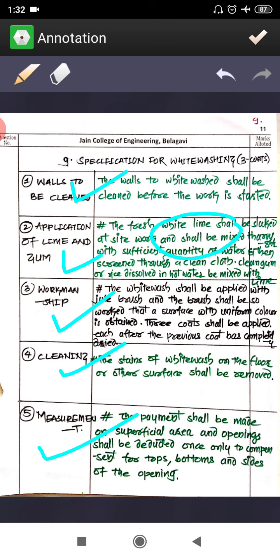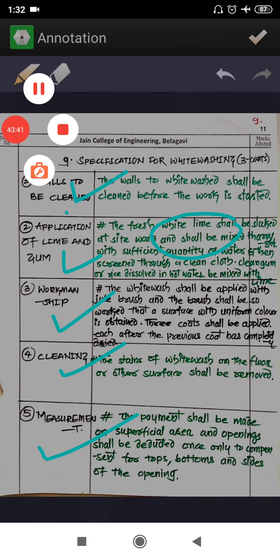The payment shall be made on the superficial area, and the opening shall be deducted once only. No, once only the opening you have to deduct, because you have to compensate the door, whatever opening top, bottom and sides will be there, that also you have to compensate. So you are going to deduct at once only. So this is all about the specification of whitewash.